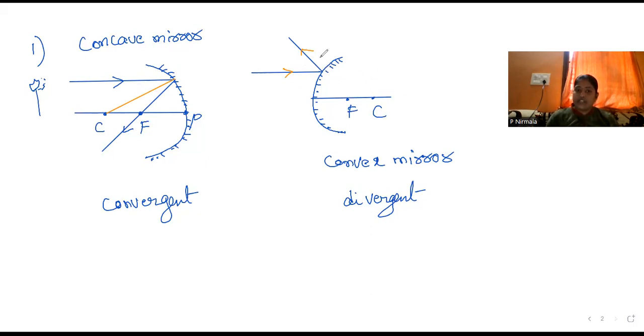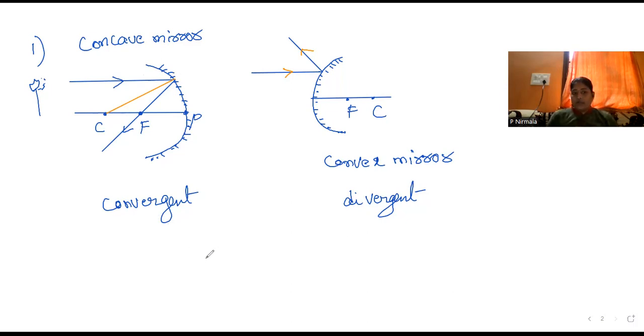So it is divergent here in the convex mirror. In the concave mirror, it passes towards the center. So it is convergent. Ma'am, how can we recall it in our mind in an examination?